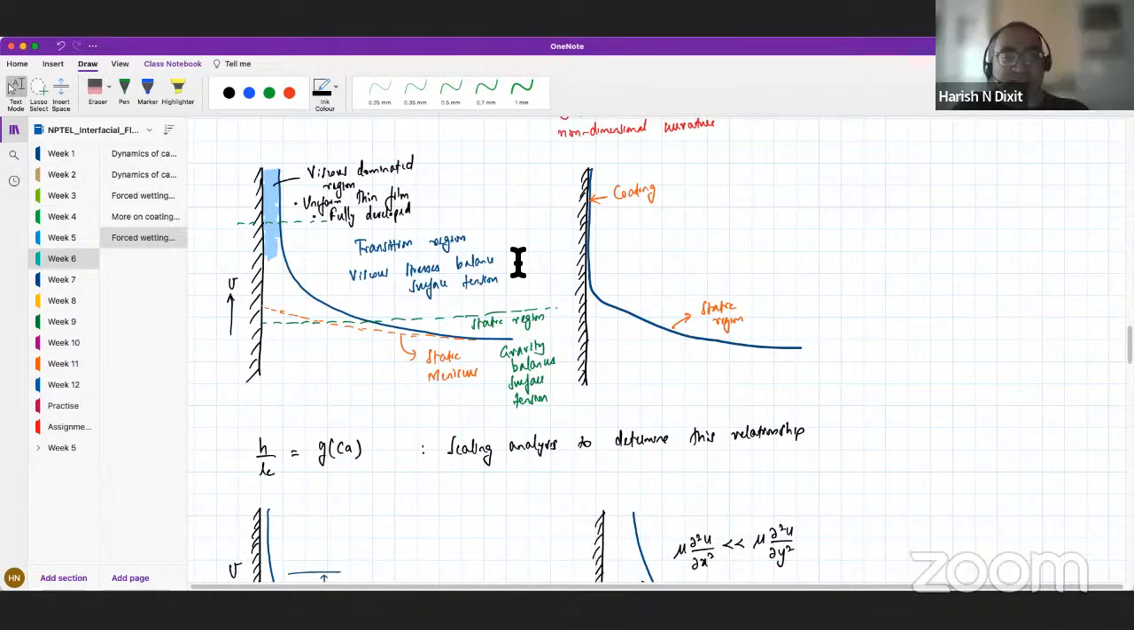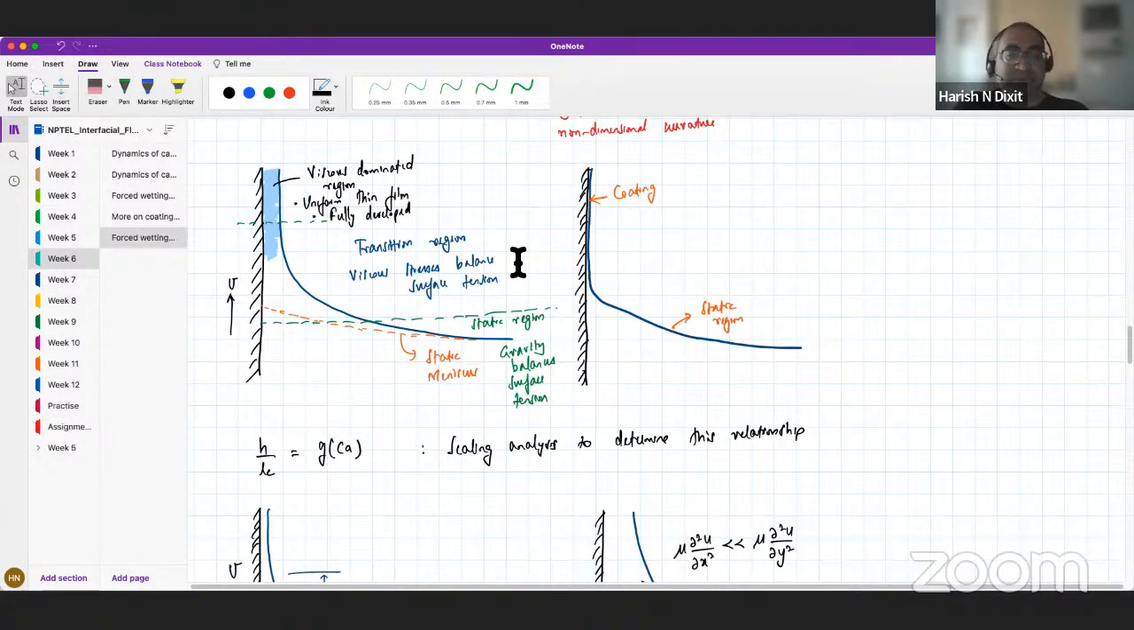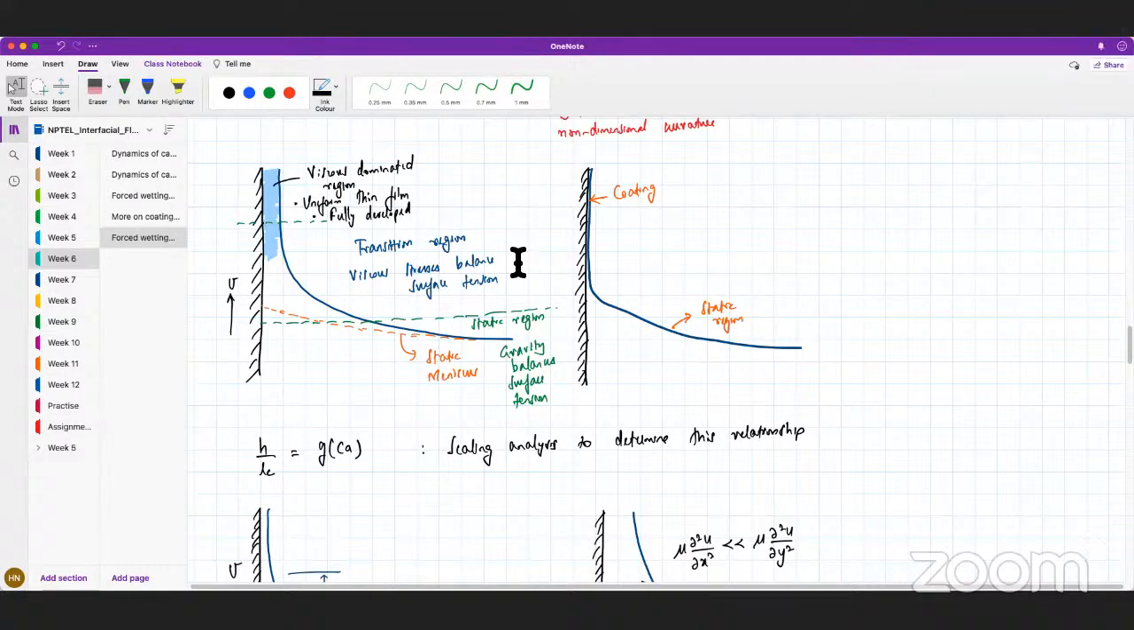So therefore there has to be a competition. If you go far away to the right, gravity starts dominating over surface tension and makes the interface flat. But as you come closer and closer to the plate, following the static meniscus, and fall below the capillary length, surface tension becomes important. Now you can imagine that there is a balance between surface tension and viscous forces. That region is referred to as the transition region.